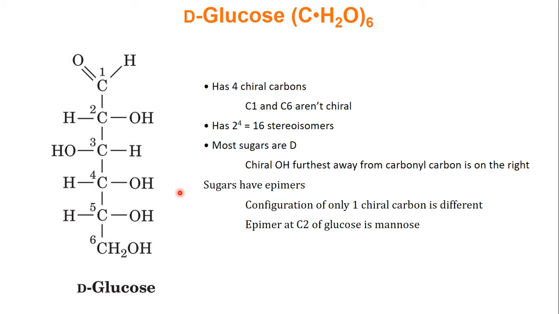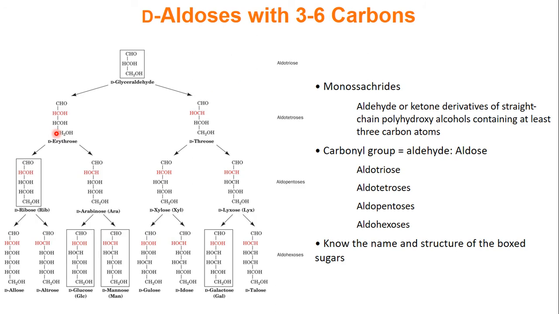And sugars can have what we call epimers. So if the configuration of one chiral carbon is different, and only one chiral carbon, we call those 2 sugars epimers of each other. So the epimer at C2, that is, the OH is on the other side, is called mannose. So we can go back to our previous image, and if you look at glucose and mannose, you can see the only OH position that differs is at C2. So glucose and mannose are epimers of each other.